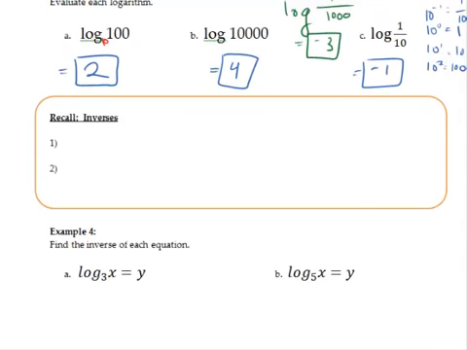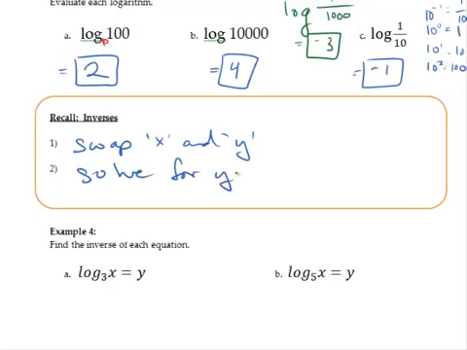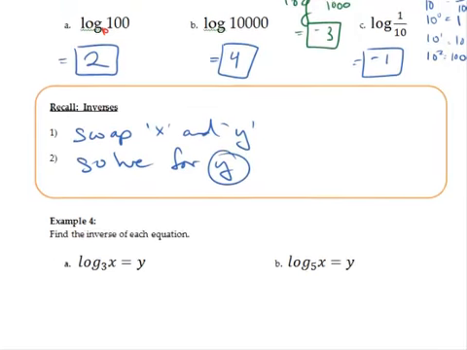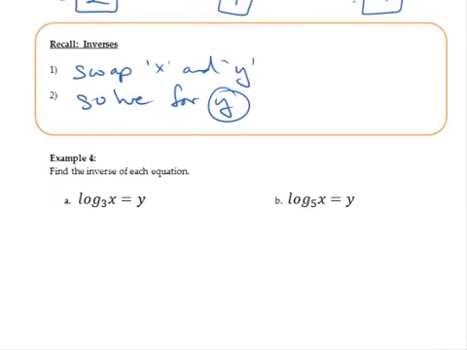All right, let's review a little bit about inverses. Remember, an inverse swaps x and y, or swaps the domain and the range, and then you solve for the y value. So we're going to try finding inverses of logs. So if this is a log, what is its inverse? First thing you do is swap the x and the y. So swap the x's and the y's here, and you leave everything else the same. So log base 3 of y equals x.